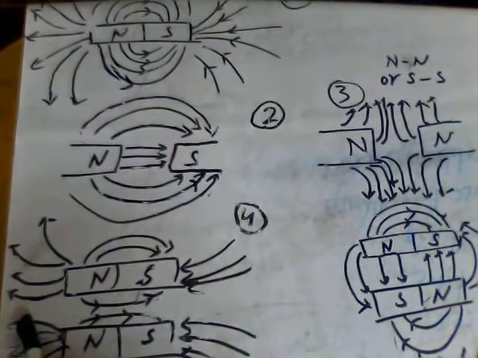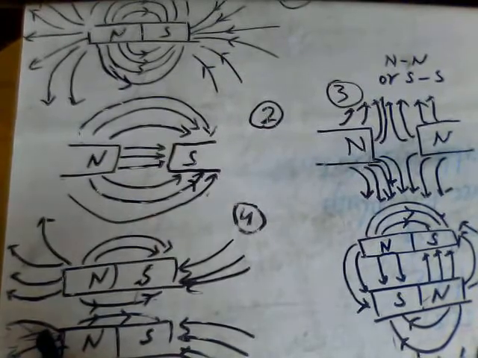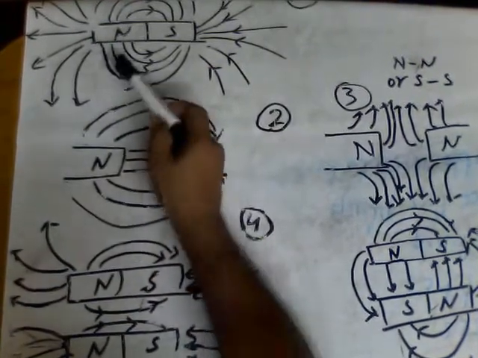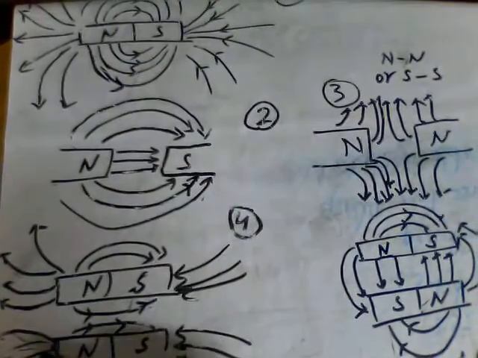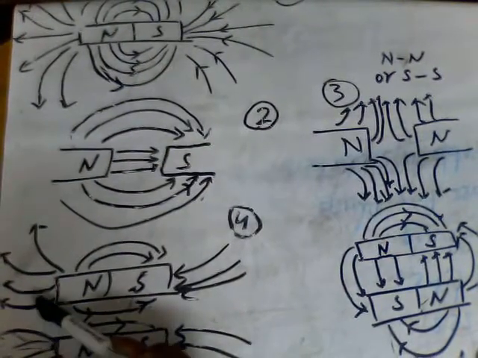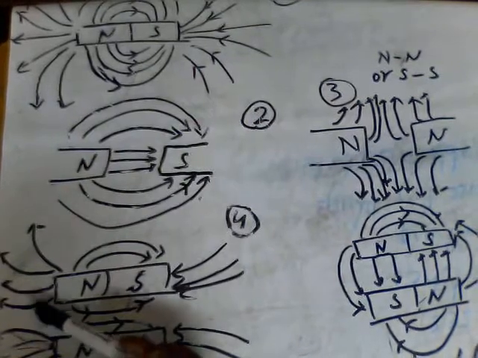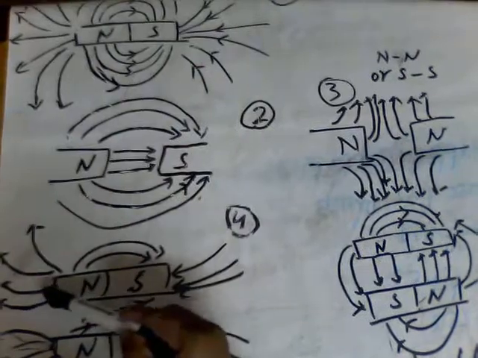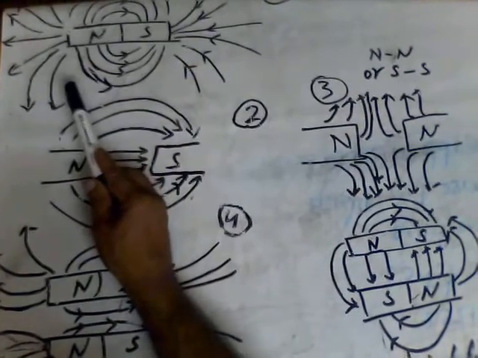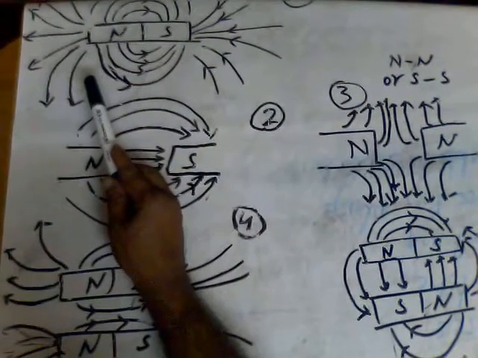Normally, if you see in the first figure, they move outside here also, but here they will repel: the lines of force north-north and south-south will repel, and they will not move as you have seen in the first figure.